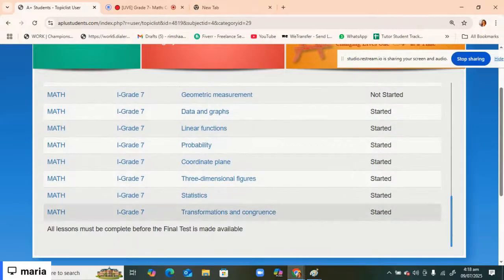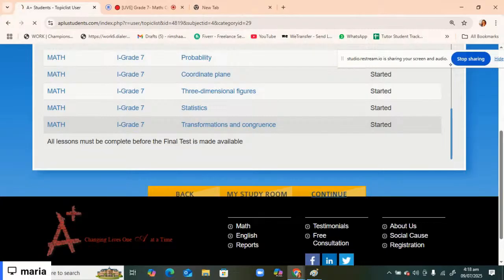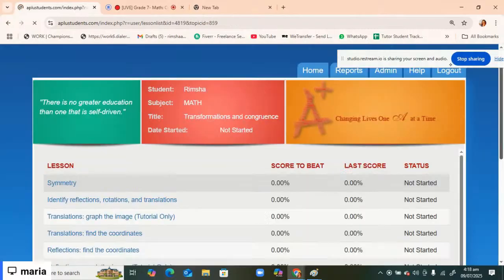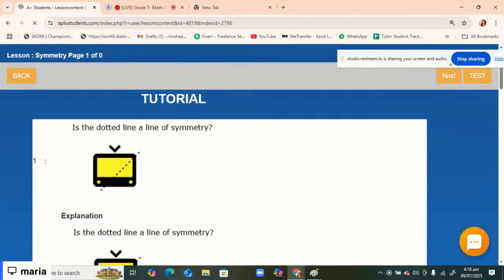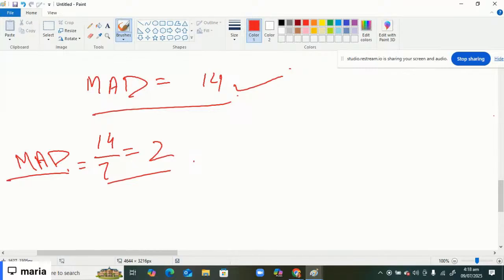Transformation and congruence. So the symmetry, the first lesson. Is the dotted line a line of symmetry? First of all, let's discuss what is the symmetry, okay?